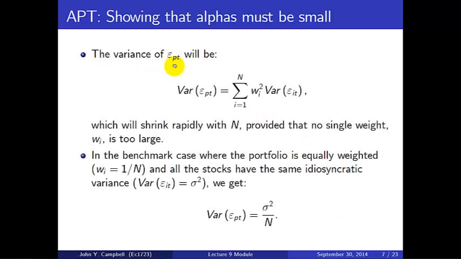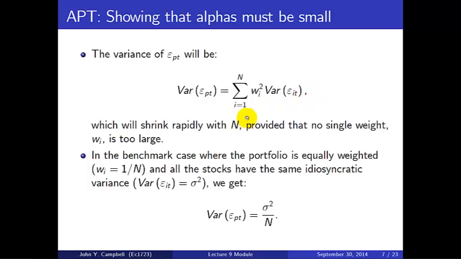What will the variance of epsilon PT be? Well, this is where we're going to use results from our previous discussion of diversification. The variance of epsilon PT is going to be the sum of squared weights times the variances of the individual shocks. Why? Because there are no covariance terms. We've assumed those covariance terms are all zero.